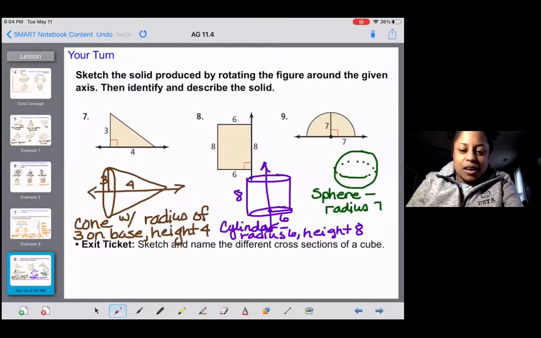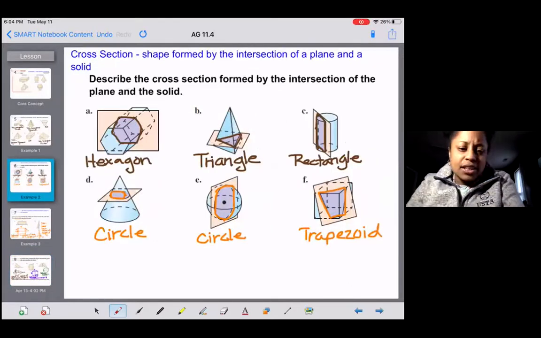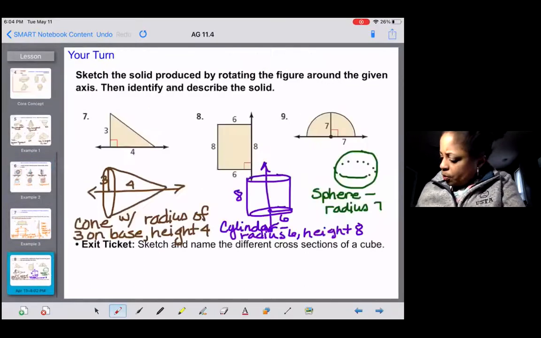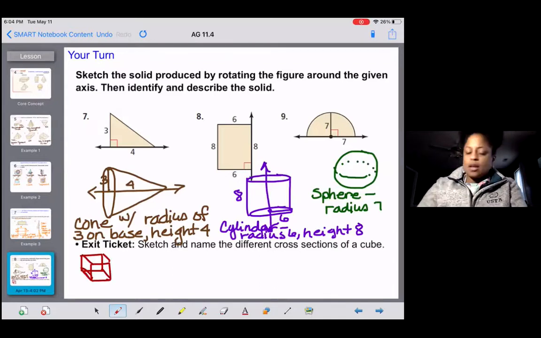Sketch and name the different cross sections of a cube. So you're going to have to think about that. Go back to these cross sections. You guys know what a cube is. So remember, these are the cross sections. A cube looks like this. It's not the most perfect cube, but you get the idea.